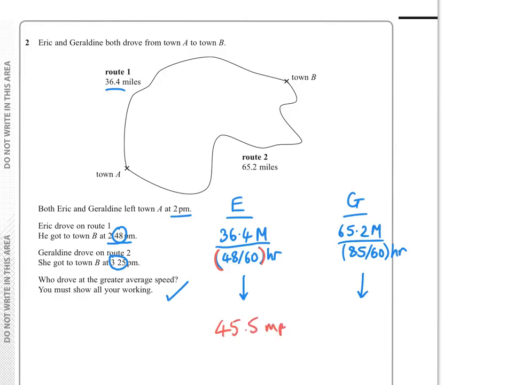45.5 miles per hour. And then for Geraldine, it's 65.2 divided by, open bracket, 85 divided by 60, close bracket. On the calculator, that's going to be 46.0 miles per hour. There was a 2 after the 0, but I'm doing it to 1 decimal place here. So we can see that Geraldine has the greater average speed.